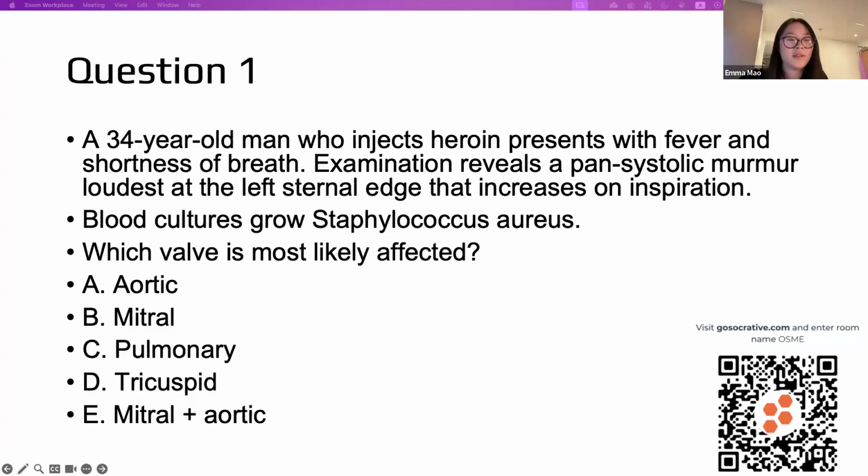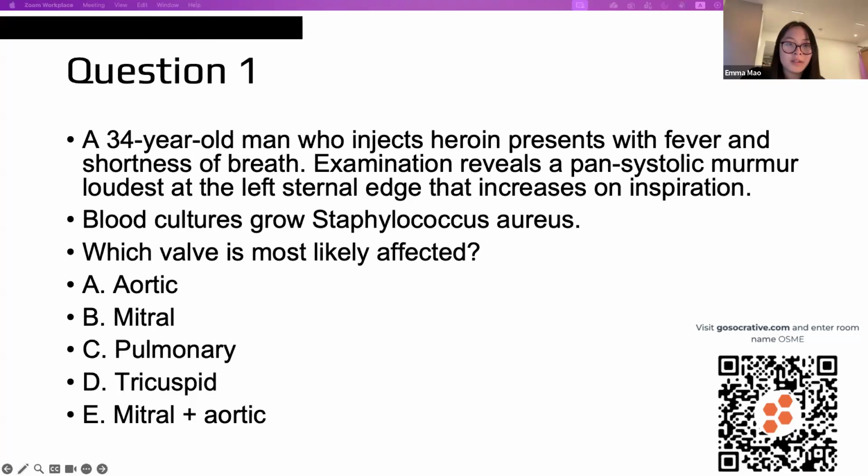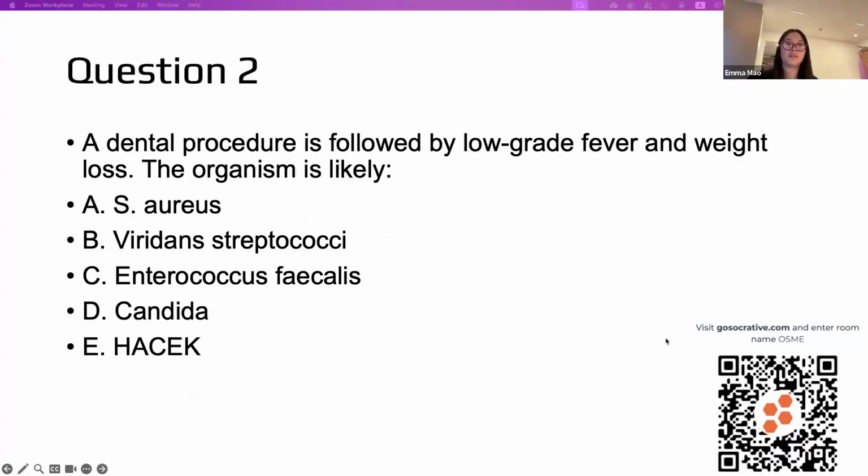People are joining. So the answer to that one was tricuspid. As we know, it says that he is a person who injects heroin, so an intravenous drug user. Later on, we'll cover why it's louder on inspiration, because it's a right-sided valve that's affected, and a pansystolic murmur is also a clue that it is a tricuspid valve. Okay, now we have another question.